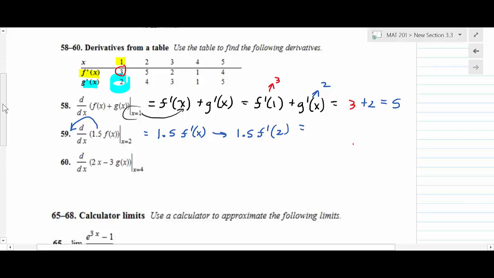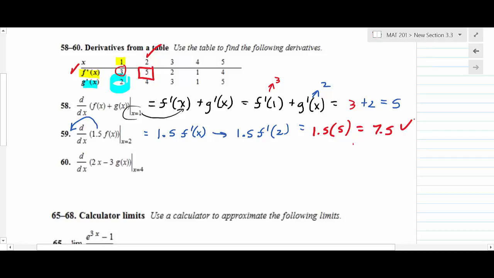Okay, look at the chart. Tell me what f prime of 2 is. 5. There's 2, there's f prime. You're at 5. So the answer to that would be 1.5 times 5, whatever that is. What's that? 7.5? Let's see, that'd be 5. Yeah, that's 7.5. Okay?